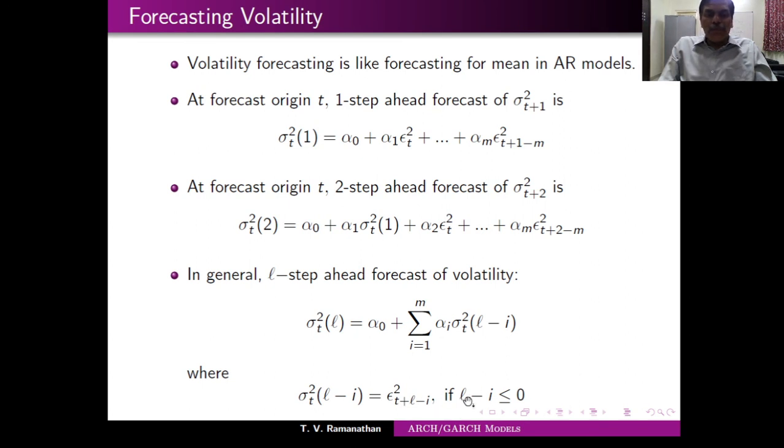Now what we do, as I told you for the convention, if you are crossing the first point and going backwards, we'll take that variance as 0 because we don't have observations. So that's where this will be 0 if L minus i is less than or equal to 0. So that's about the volatility forecasting.